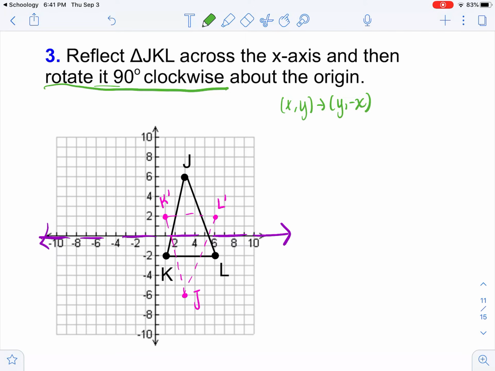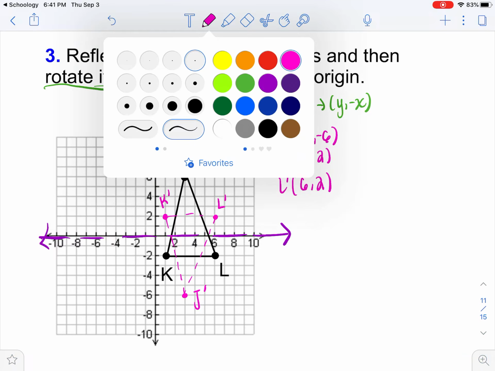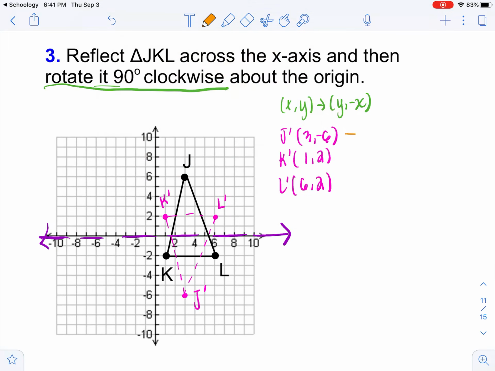Okay, so now I need to know what these points are. I need to know what J prime, K prime, and L prime are. I forgot my prime there. All right, so let's write down what J prime, K prime, and L prime are so that I can perform my rule. So J prime is at (3, -6). K prime's at (1, 2). And L prime is at (6, 2). So now I can get my image.